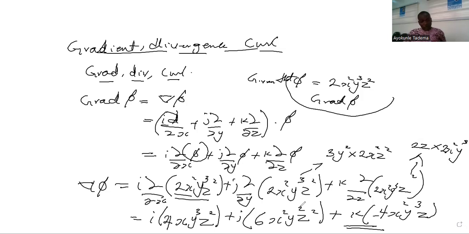If you look at our answer here, you see the answer is given in vector format, in i, j, k. And that is why we said grad is a vector quantity.